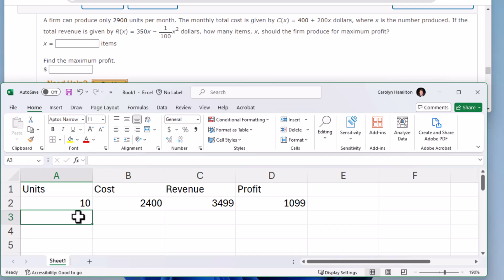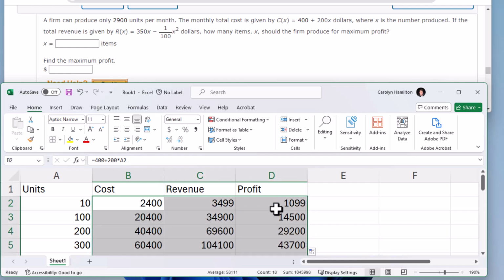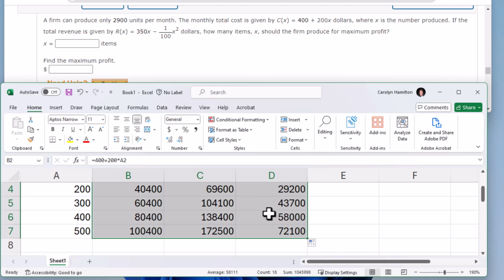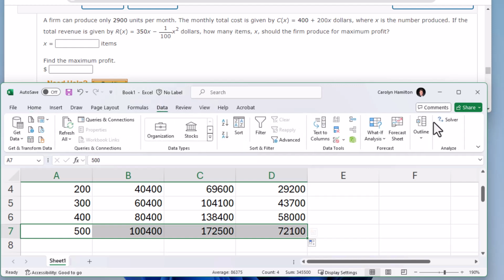My guess is this is going to go into a large number, but let me just get a little bit of data here and copy these formulas down. And my profit is still only going up. Let me take this last answer and pull out Solver, see what I can find.